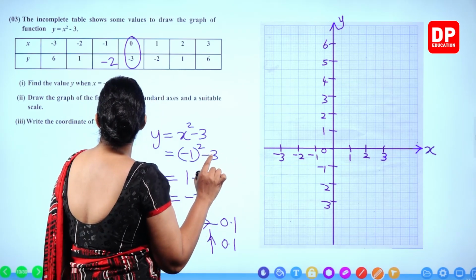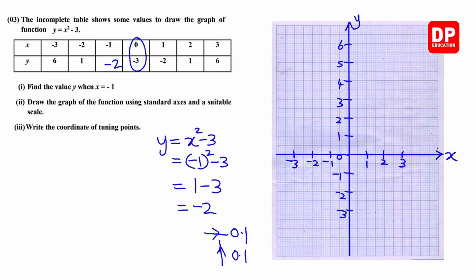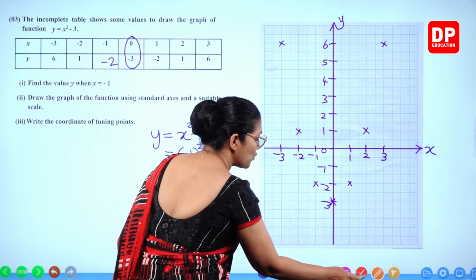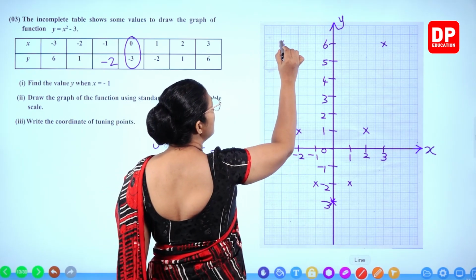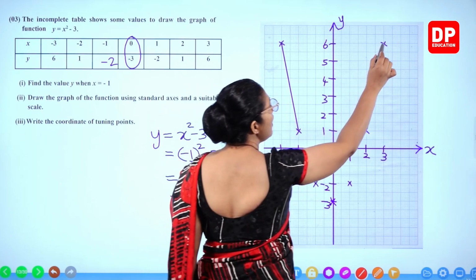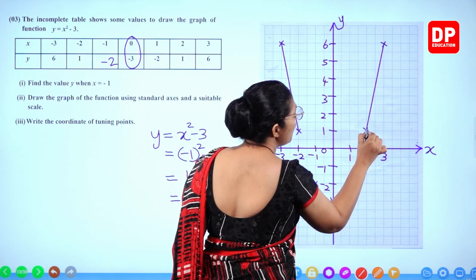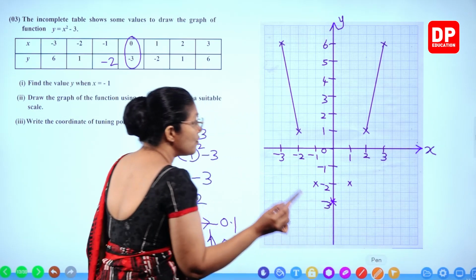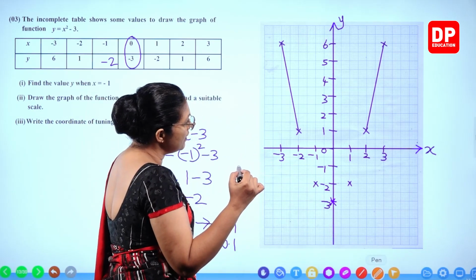Now we'll mark the points. Minus 3, 6. Minus 3, 6 is here. Minus 2, 1. Minus 1, minus 2. 0, minus 3. 1, minus 2. 2, 1. And 3, 6. 3, 6 is here. Then what you do? You have to connect it. I am using the ruler only to connect these two endpoints because those 2 points are a little bit far away. Then I use the pencil and smoothly connect the other points.